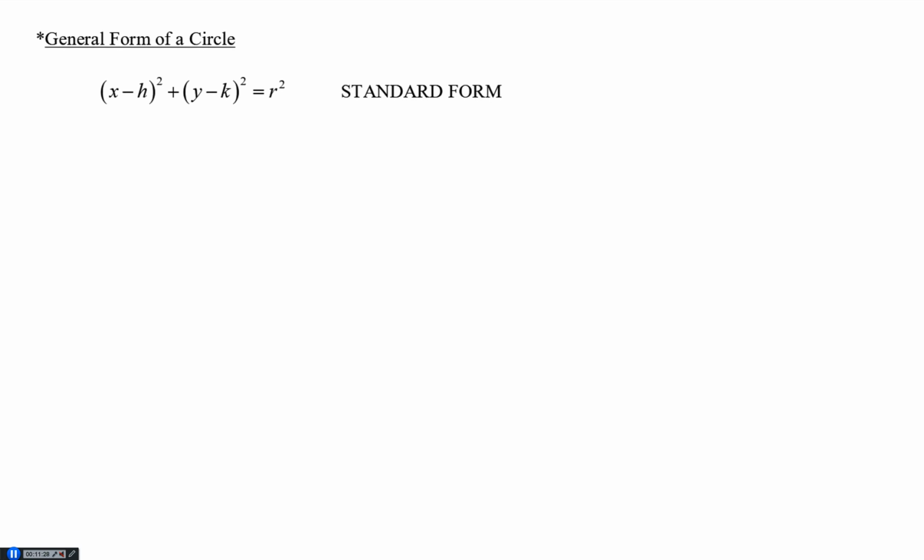Now there's another form called general form of a circle. And general form is used for various reasons. We'll go more into this when we study our conic sections later. But general form is essentially when you multiply this all out and move everything to the left hand side. So let's see what would happen if we did that.